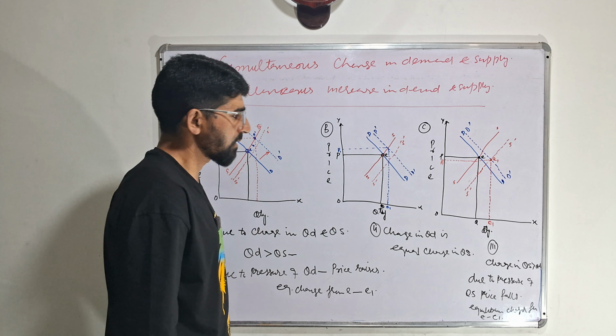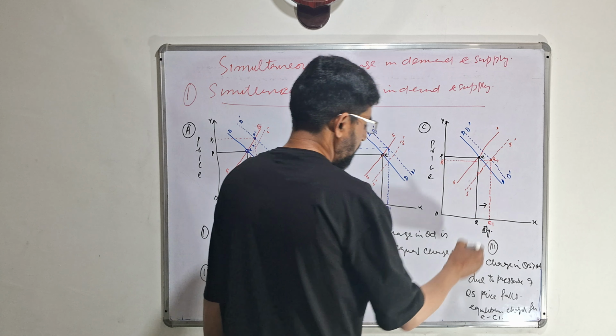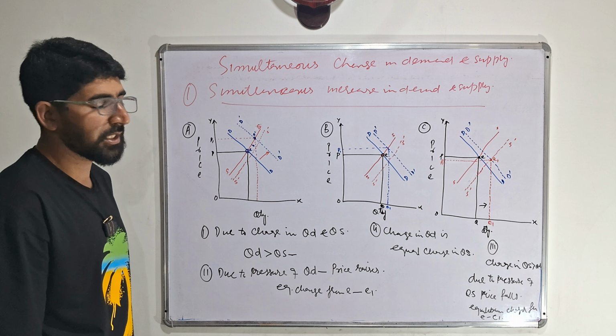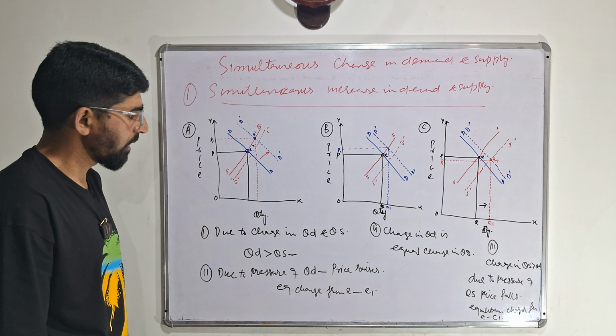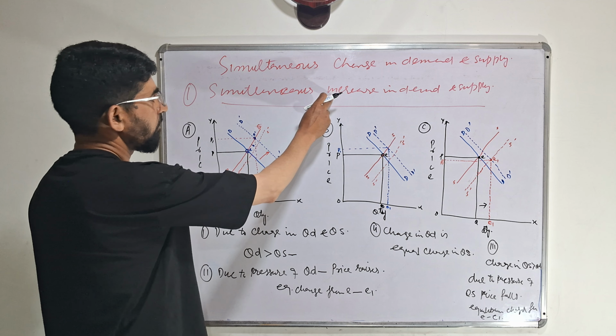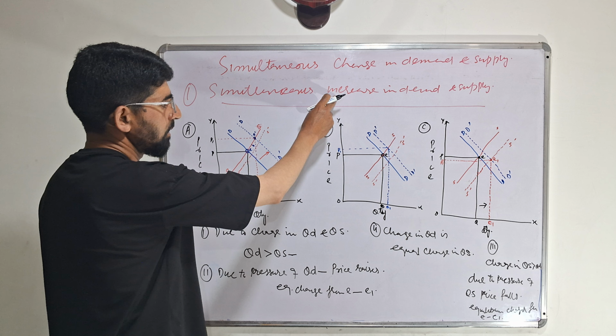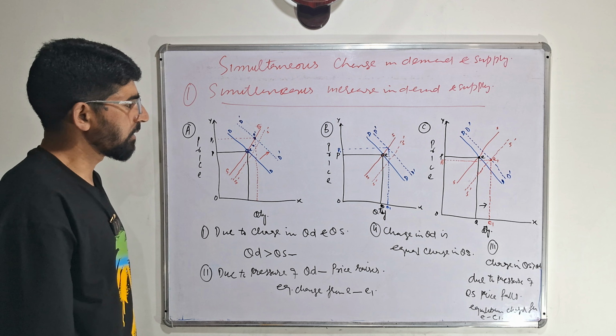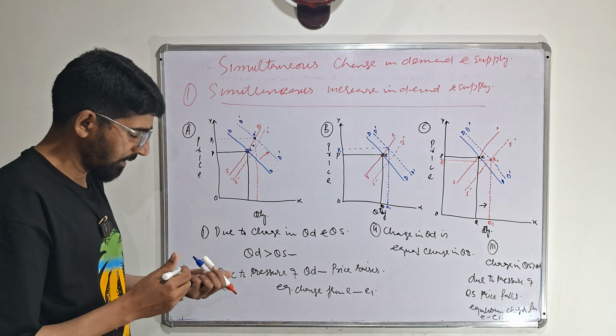These were the three cases where I showed how simultaneous change takes place. There are three other cases, where there is a fall in demand or a decrease in supply. That I will show in the next lecture.